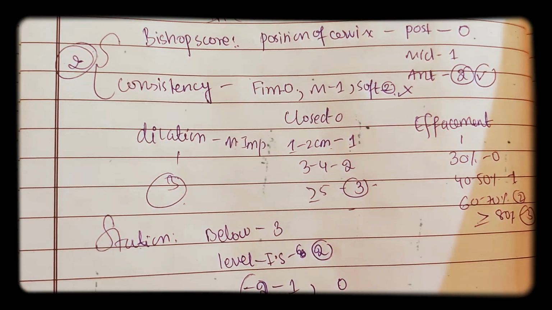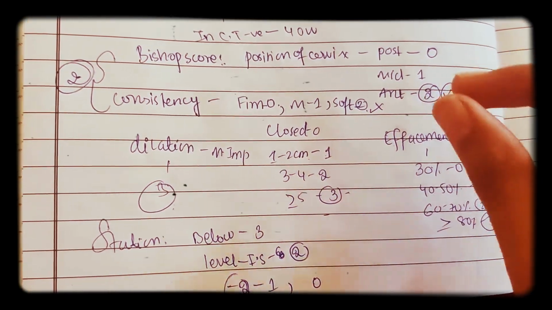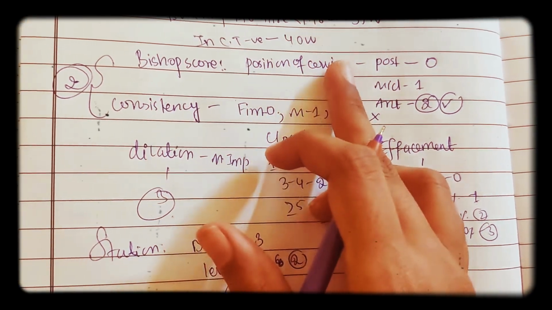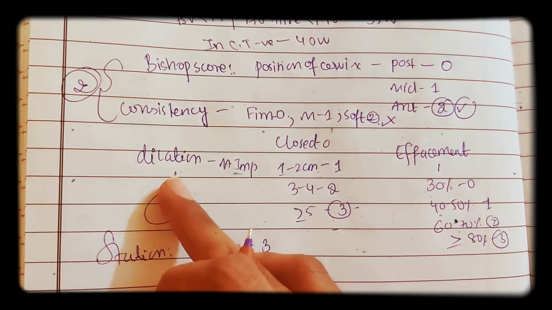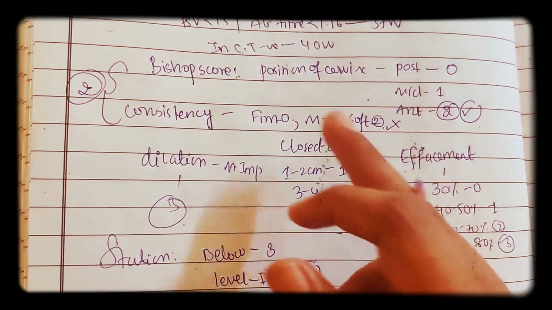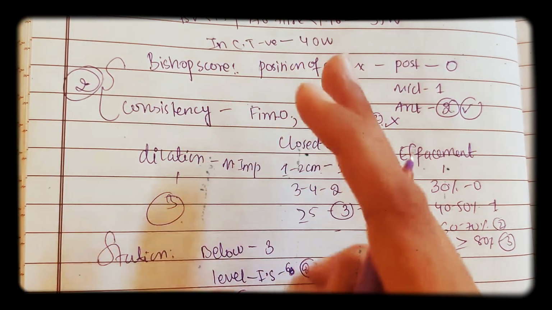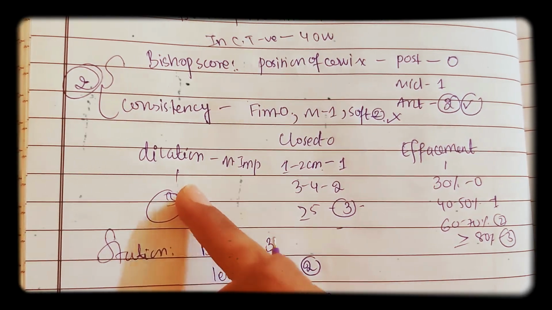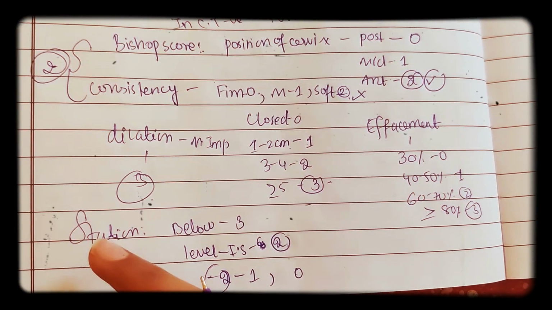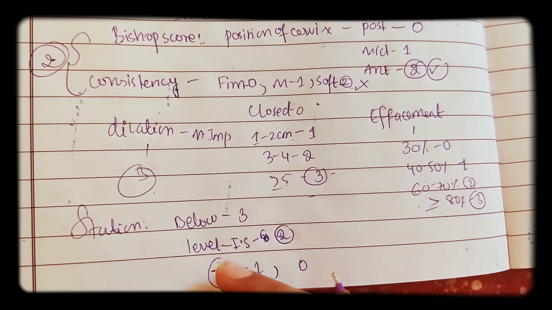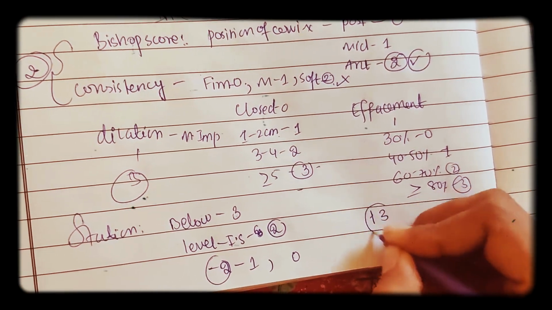Now coming to the maximum Bishop score, it is 13. If you take the highest point of each parameter, for example in the position of cervix, the highest mark is 2. In the case of consistency, it's 2. So position of cervix 2 plus consistency 2 is 4. Plus dilation 3: 5, 6, 7. Plus effacement 3: 8, 9, 10. And station highest score is 3. Right. So in total, the Bishop score is 13.